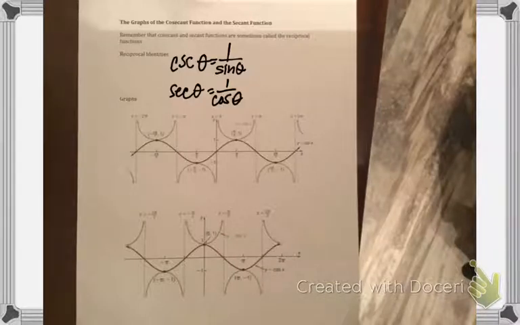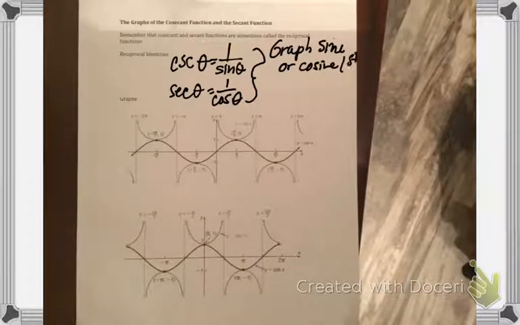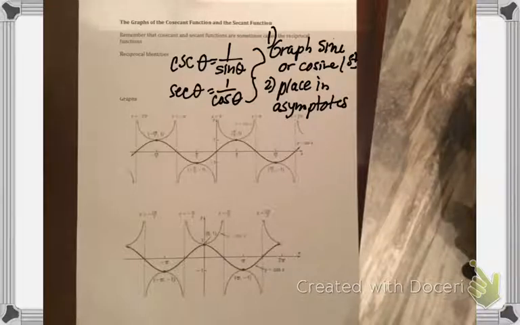To graph these two, you're going to have to graph sine and cosine first. Okay, and then the next thing you're going to do is place in the asymptotes. Once you have that done, then you're going to see what happens. So if you notice, and I'm just going to highlight this quickly, the first graph here is the graph of sine, okay? Cosecant, what happens is it jets off to infinity when we have these asymptotes.